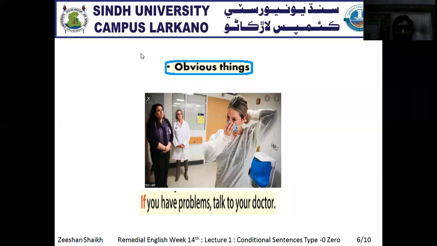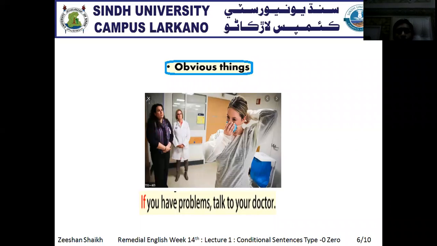Now look at this: if you have a problem, talk to your doctor. If this girl has a problem, this is the obvious thing that the girl is having some problem. She might have a problem with her lungs, a headache, or whatever. So her two friends are requesting her to consult the doctor: if you have a problem, talk to your doctor. Now this becomes the obvious things.